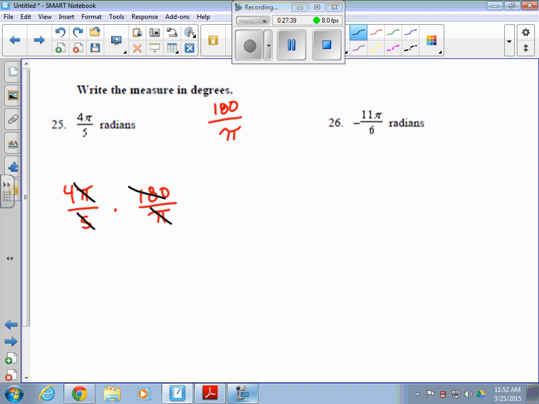It goes into it 36 times. So you have 4 times 36. 6 times 4 is 24. 4 times 3 is 12, plus 2 is 14, so 144 degrees.